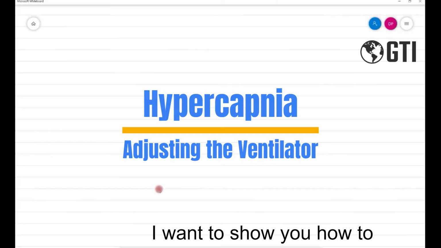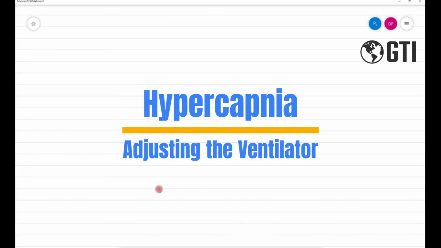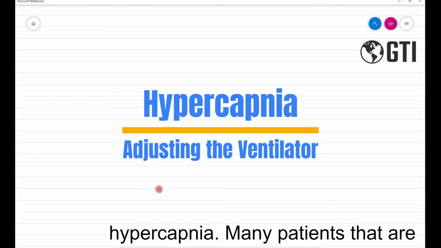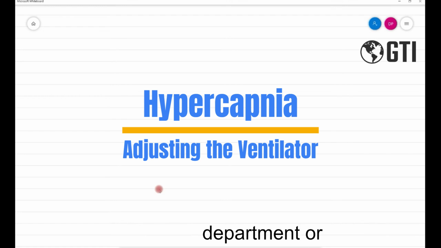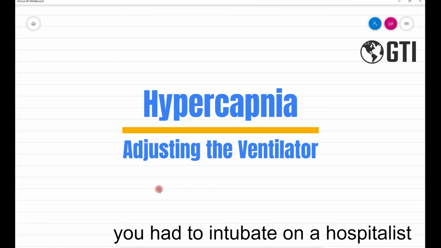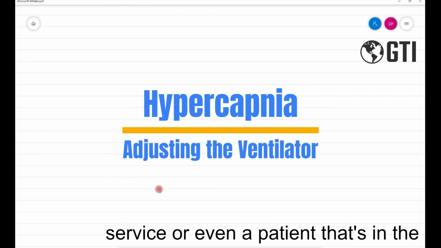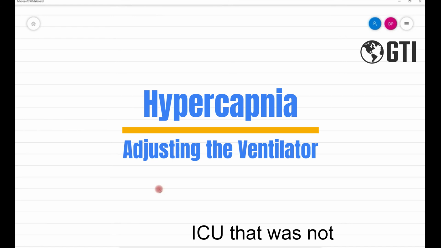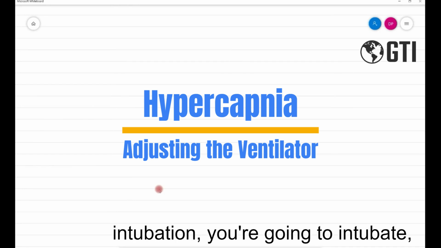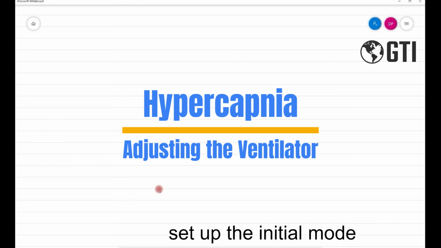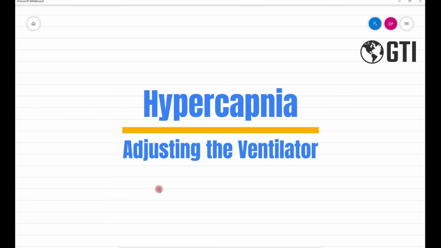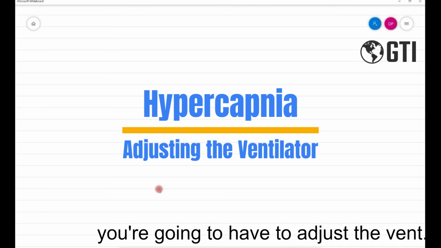I want to show you how to adjust the ventilator to accommodate for hypercapnia. Many patients that are admitted, particularly in the emergency department, or on the floor and had a rapid response and you had to intubate, on a hospitalist service, or even a patient in the ICU that was not ventilated and developed acute respiratory failure and required intubation. You're going to intubate, set up the initial mode and settings for the ventilator, but then you're going to get an ABG and you're going to have to adjust the vent.